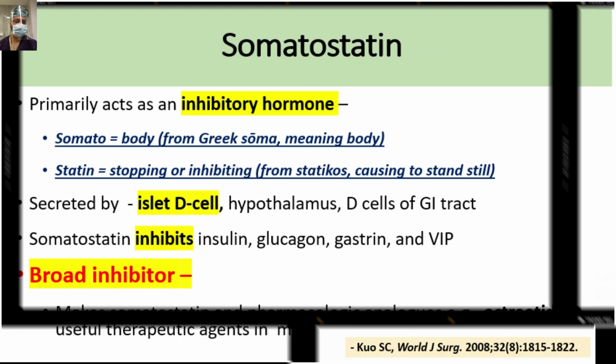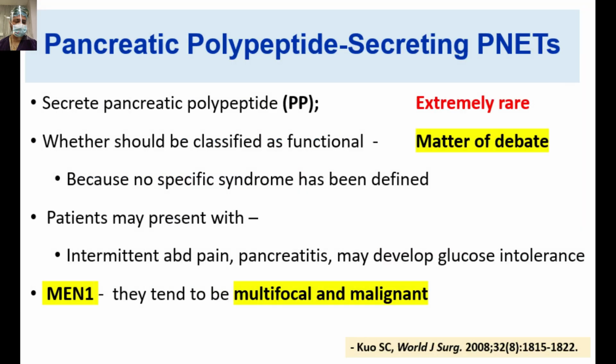The next and last PNET will be pancreatic polypeptide secreting PNETs. They secrete pancreatic polypeptide and are extremely rare. Whether they should be classified as functional is a matter of debate because no specific syndrome has been defined with oversecretion of this PP hormone. Patients may present with intermittent abdominal pain, pancreatitis, and may develop glucose intolerance. In MEN1, they tend to be multifocal and malignant.